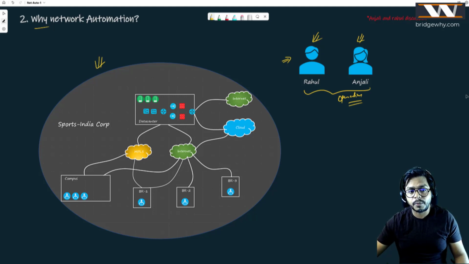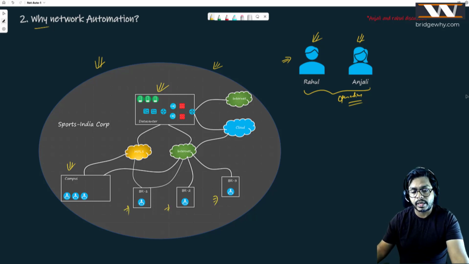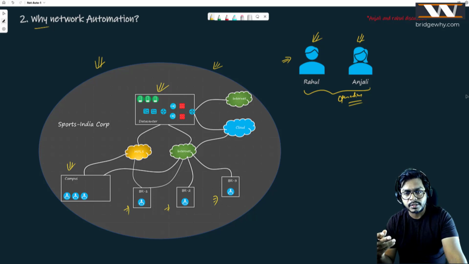They are maintaining the operation of Sports India Corporation, and Sports India Corporation is a big enterprise. It has its own data center, you can see here, and it has its own campus and multiple branches. I cannot show more than 100 branches, so I have just shown 3 branches here.